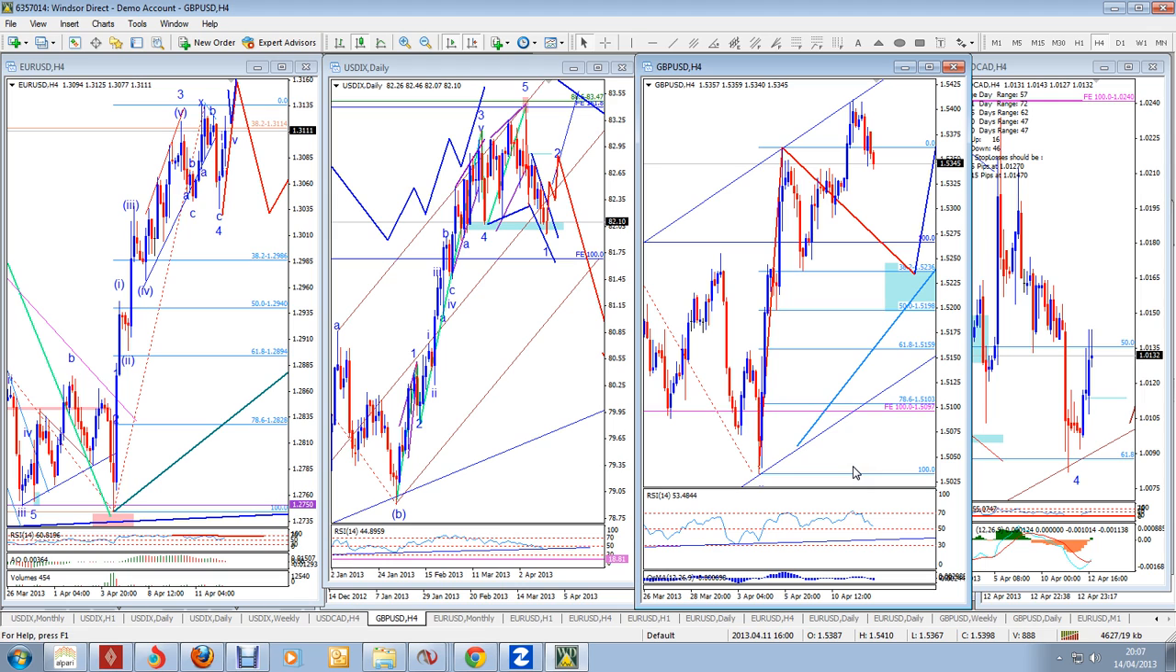And tomorrow we'll be going through the usual equity index, oil and dollar index, and then we'll go through all the British pound pairs and identify possible trades coming up there.